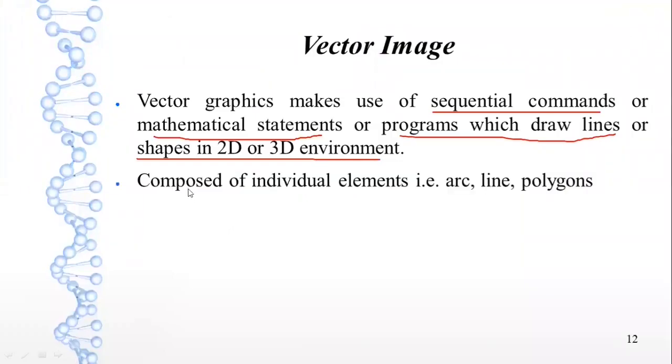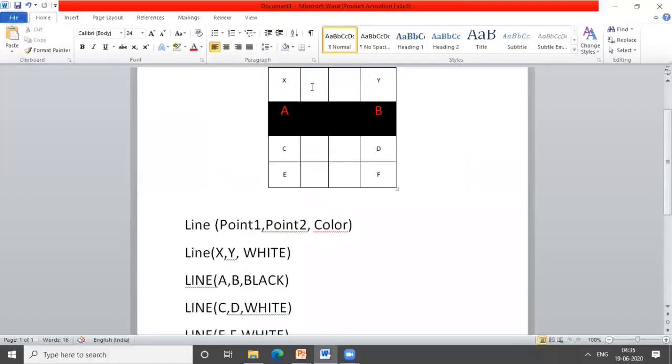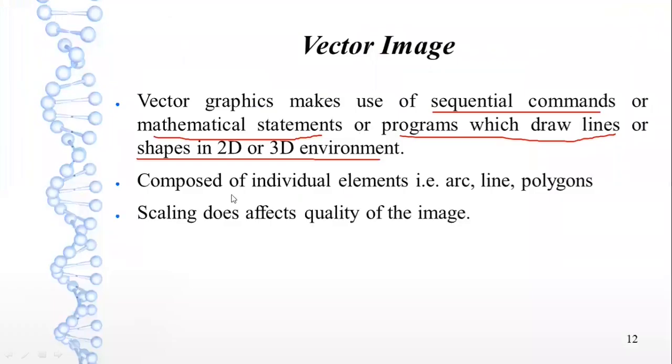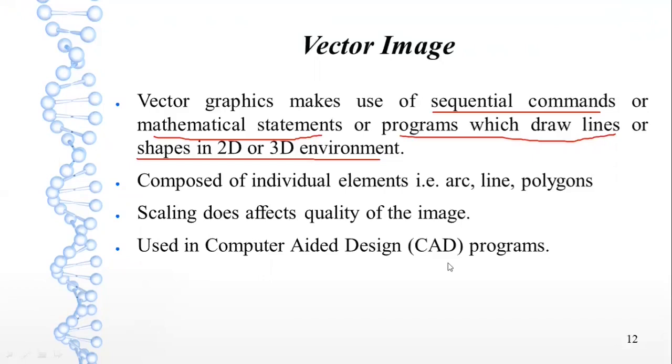Okay. Now these vector images are composed of individual elements like arcs, polygons or lines. So just now I told you that this particular image is made up of a number of lines. Then scaling does not affect the quality of the image. In case of a raster image, we have seen that if we scale down a raster image, then it is not going to create any problem. But if we scale up, then that image will become blurred. Then it is used in CAD programs. Okay. Then vector images generally have extensions .ai, .pdf, .svg. So these images are vector images.